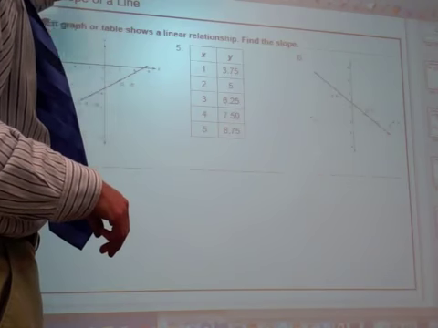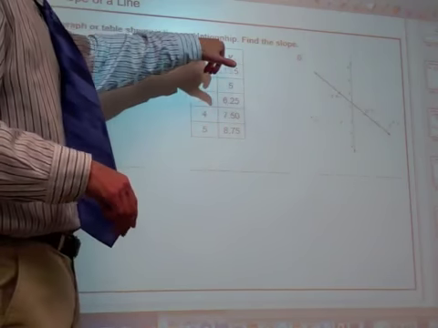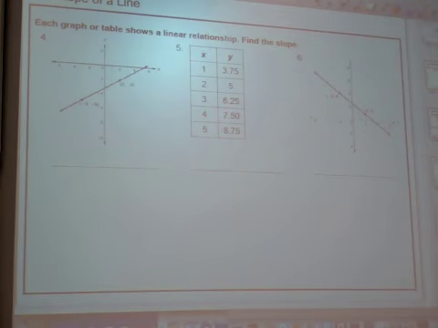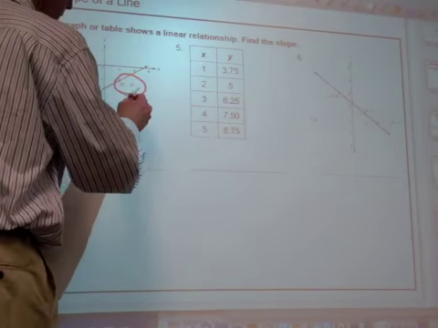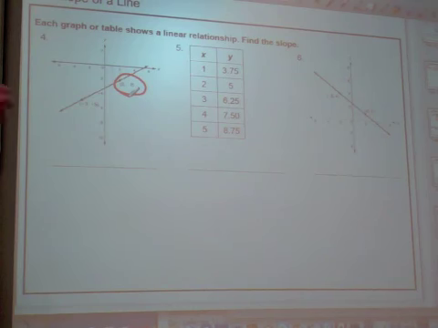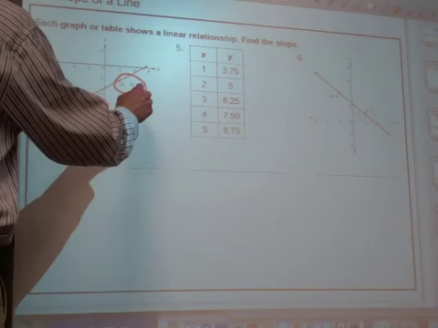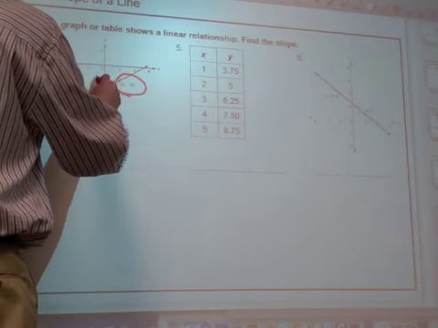So that's my kind of rough example, and now I'll move forward to the next slide that has these questions on it. Each graph and table shows a linear relationship. Find the slope. And look, they give you a couple of points. They're a little hard to read. Maybe it's my first time doing this kind of cut and paste. I'll draw the points out for you.